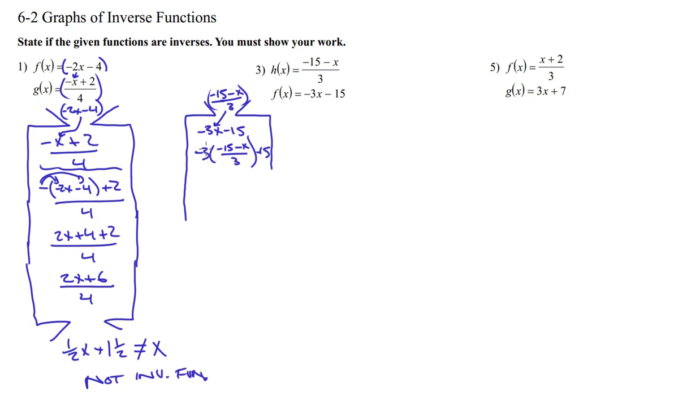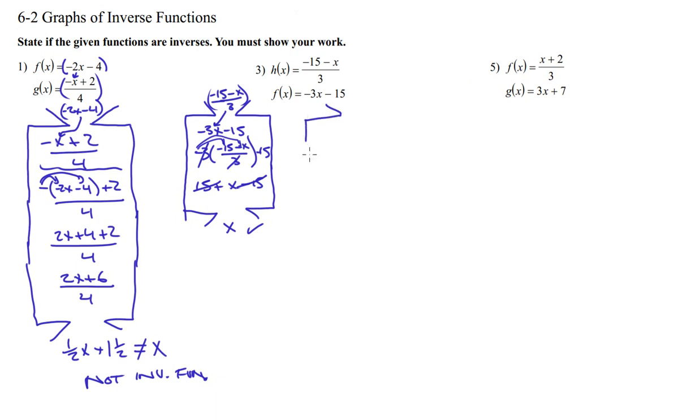So let's do this. The 3 and the 3 reduce down to 1. And then this negative times this negative and this negative times this negative turns those both into positive. So it's going to be 15 plus x minus 15, and then guess what happens when we add those together? 15 and negative 15 turn into 0, so we get plain old x that comes out. So one of them for sure works. Let's see if it works the other direction as well.